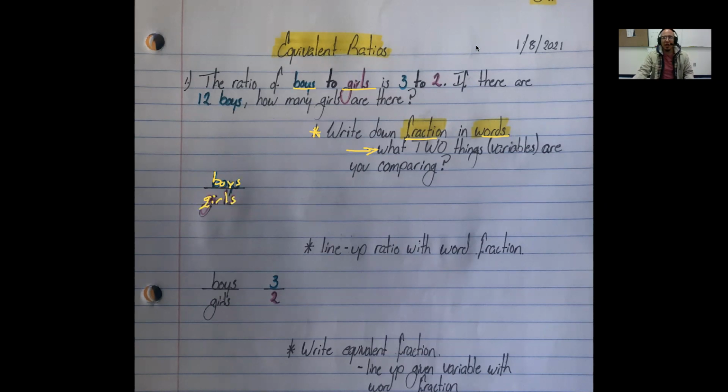Ladies and gentlemen, I know a lot of you are going to be tempted to skip this step, but again, this is the most important step, to write down the fraction in words. If you do not do this, I promise you, you are going to get confused at some point. But now that I know that whatever number I have up here, if it has to do with boys, it's going to be on the numerator. If it has to do with girls, it's going to be on the denominator.